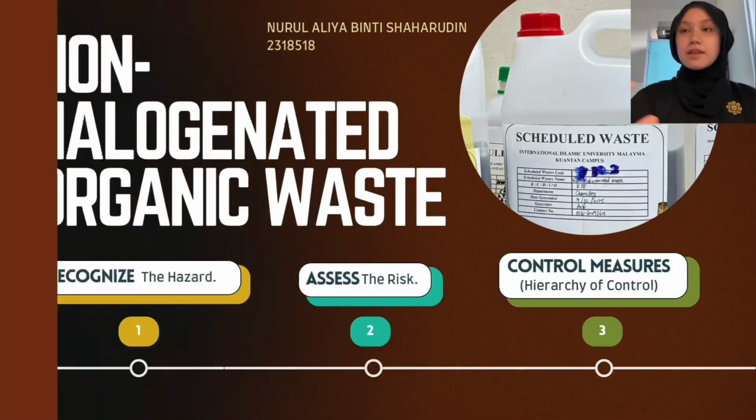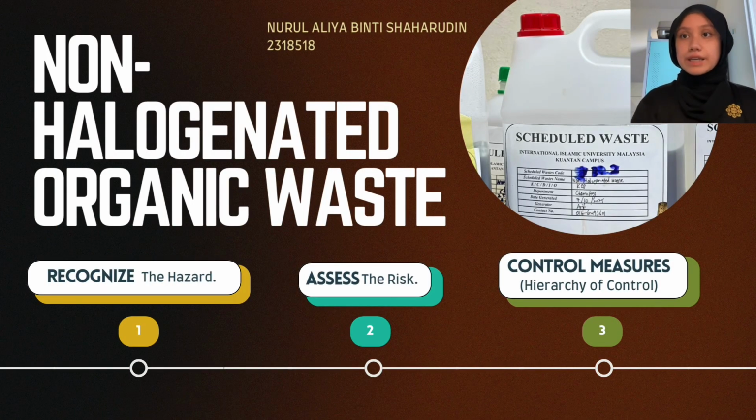We're going to talk about the non-halogenated organic waste by step, which the first one is to recognize the hazard, and then the assessing and also the last one is the control measure.